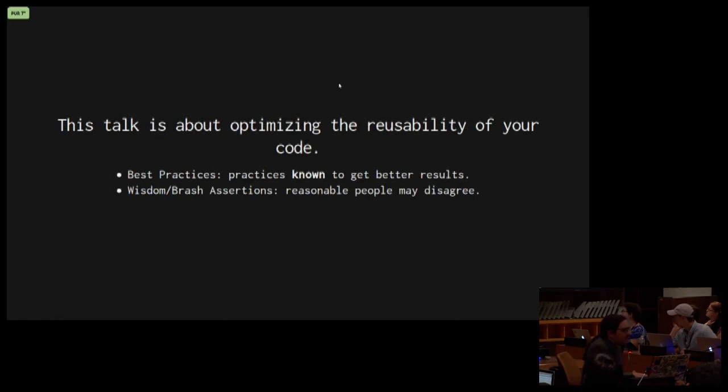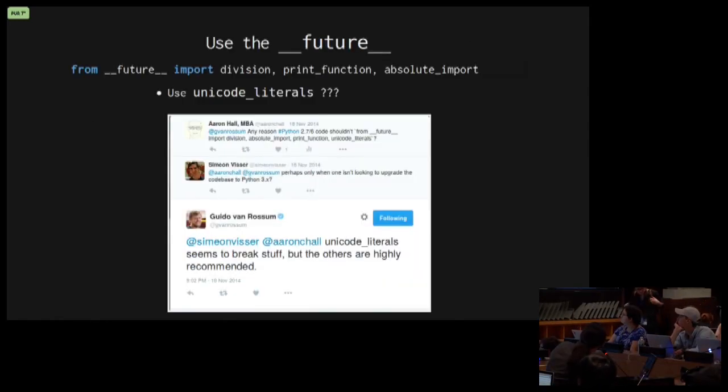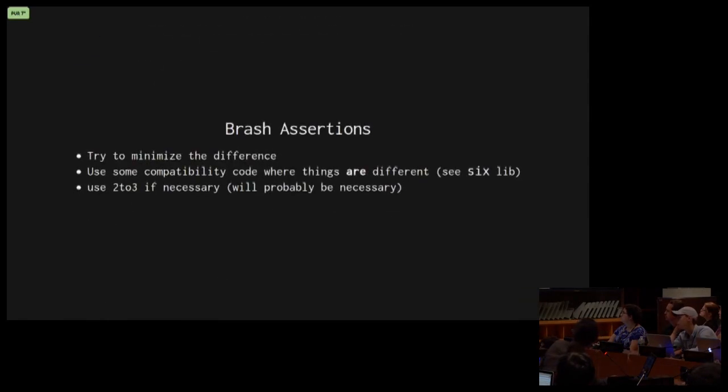Sometimes I tweet, and sometimes people tweet back. I got really lucky on this one, and Guido van Rossum actually responded to me. He said he highly recommends these three. Unicode literals, he says, tends to break stuff. I'm not sure. That's one of the reasons it's taken so long to get Twisted ported into Python 3. So, I'll take his word for it.